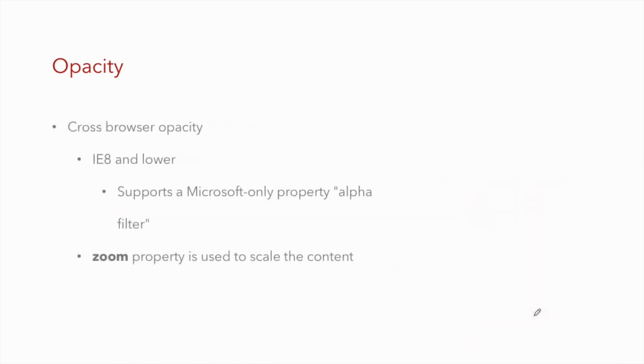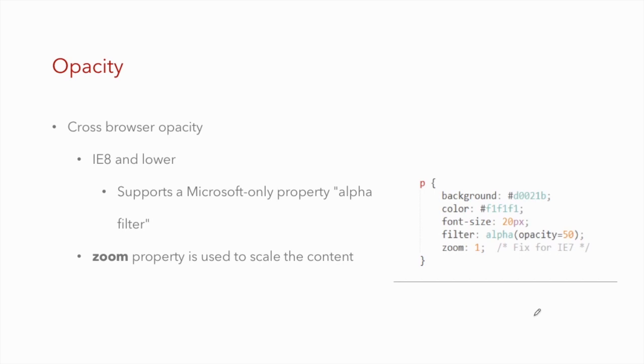As I said earlier, to cover cross-browser compatibility, the opacity property can alternatively be used in Internet Explorer 8 and lower versions using a Microsoft-only property, that is the alpha filter, and the zoom property is used to scale the content. So this is the example. You can use the filter property, and you can specify the value along with the alpha function like this, where you can write opacity equal to 50, and then you can specify zoom level equal to 1, and this is one additional fix that is required for Internet Explorer 7.